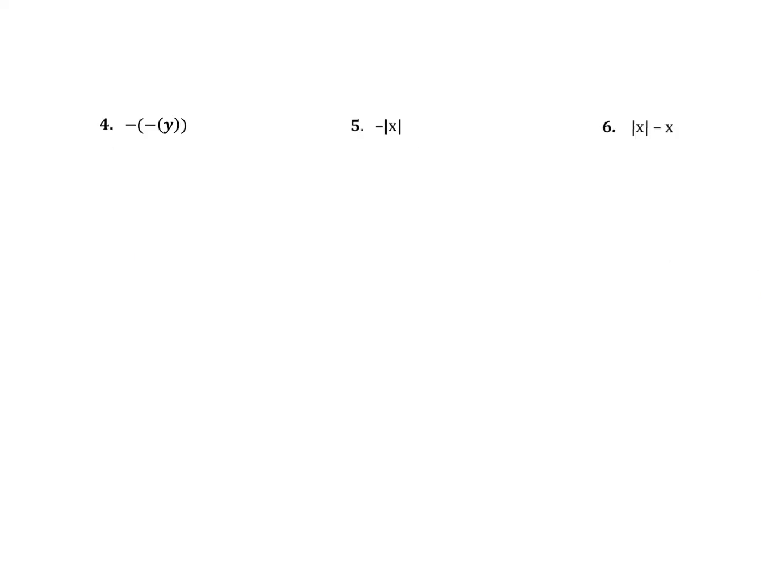All right, negative y. Well, y is equal to +5. So we're going to place a +5 right in here. So we have negative, negative. All right, well, 2 negatives make a positive. So that's going to be equal to 5.